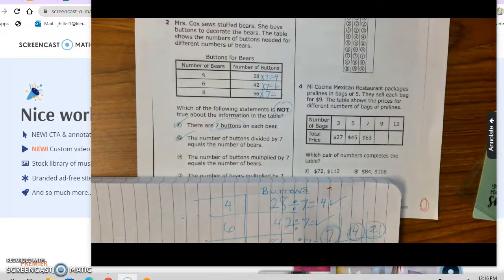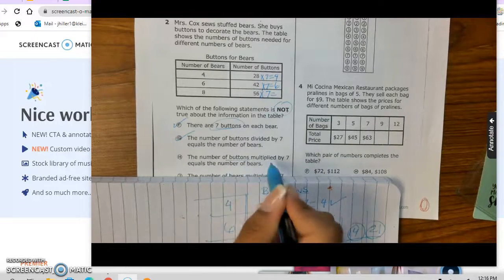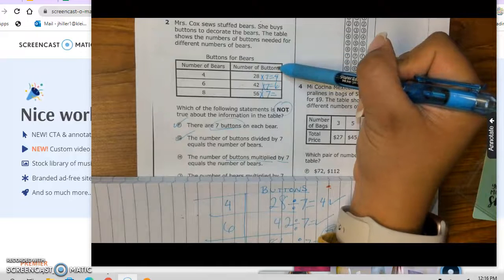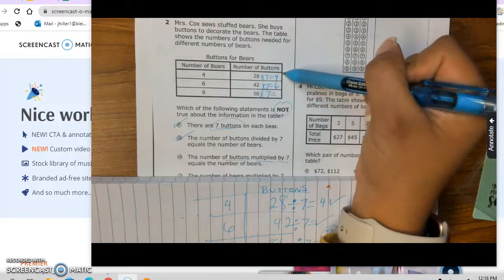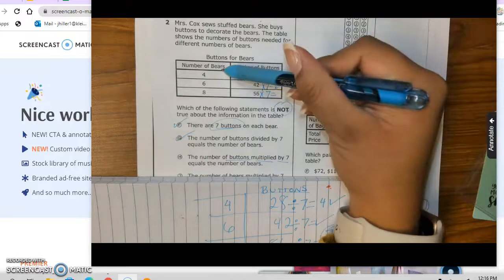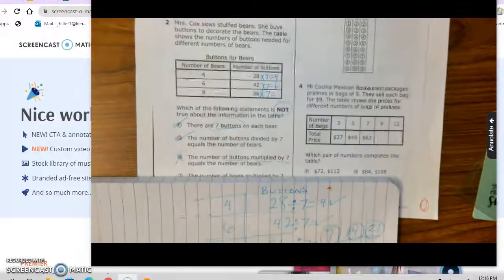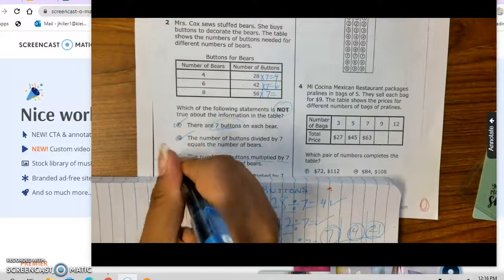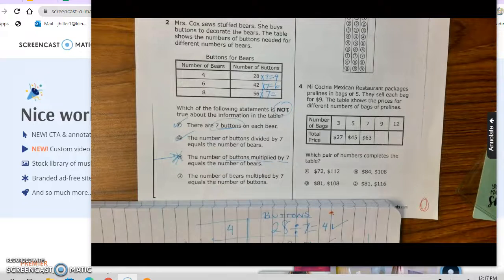So again, boys and girls, when you look at the question, be careful with the words. It said buttons multiplied by 7. I am in the buttons column. I am multiplying by 7, but it is not giving me the amount of bears. So right there, it tells me that that's an incorrect answer. Well, that's actually what I'm looking for, the wrong one. So let me go to the last choice just to make sure that that is truly the wrong one.